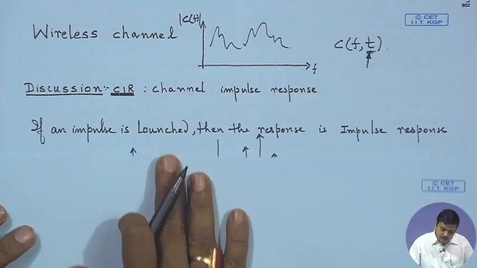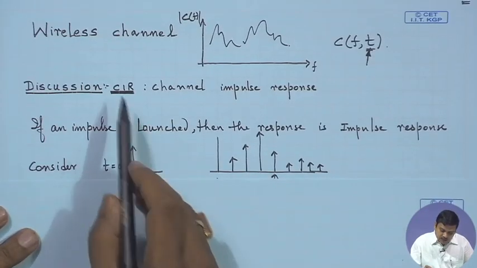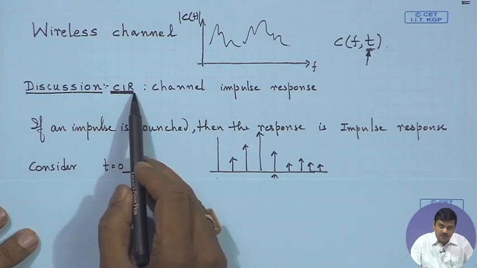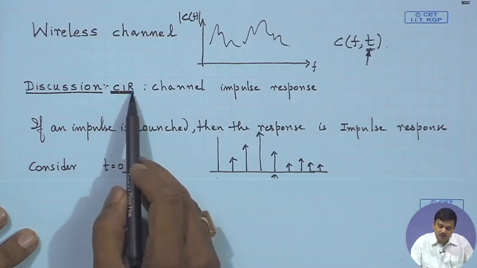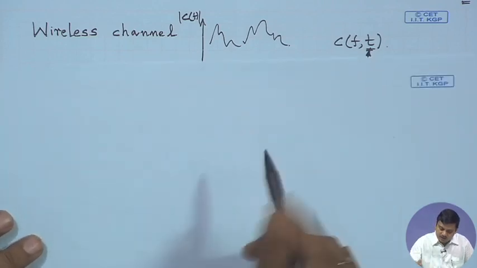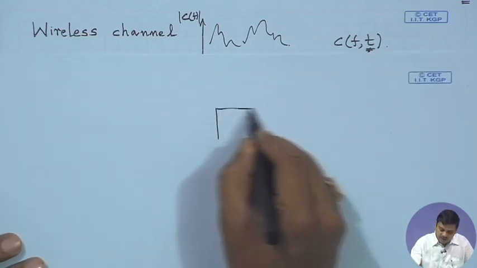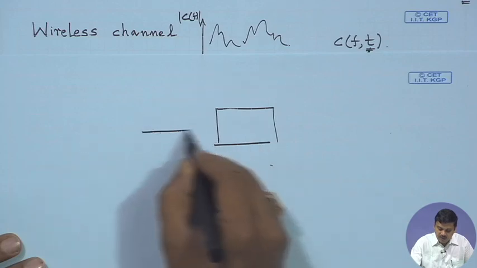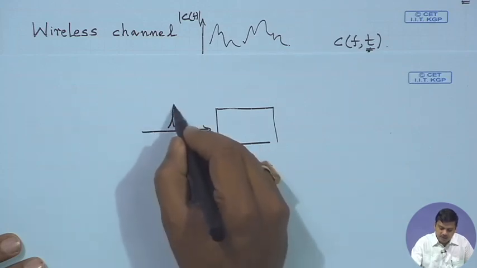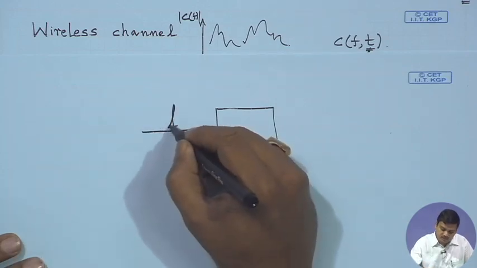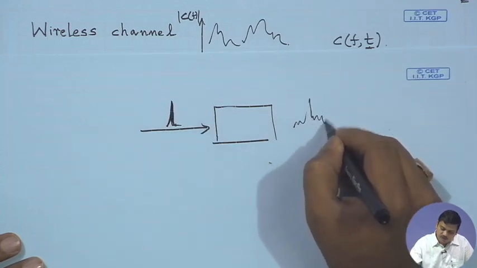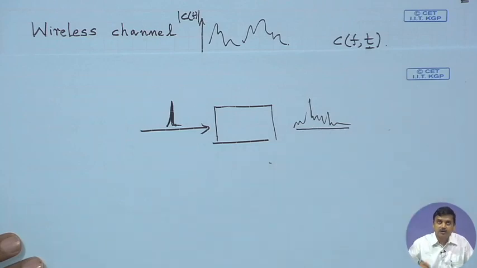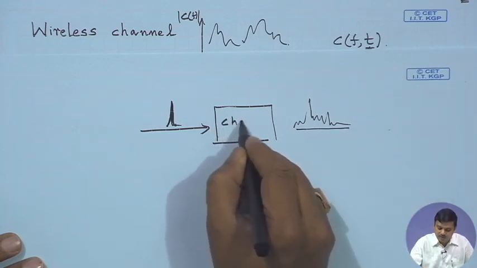When we talk about the channel impulse response, the channel impulse response is defined as the response of the channel when an impulse is launched into it. One can think of the channel as a system or as a filter, as we said, and if I launch an impulse into the channel, whatever response I get out of the channel would be the channel impulse response.